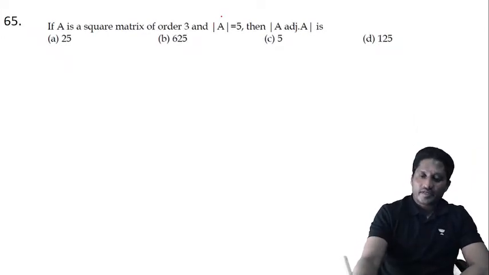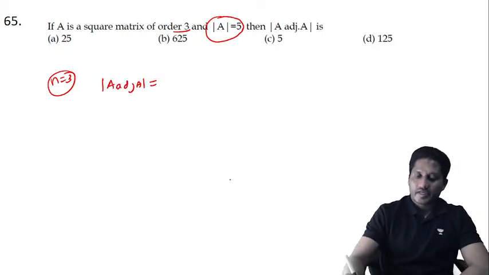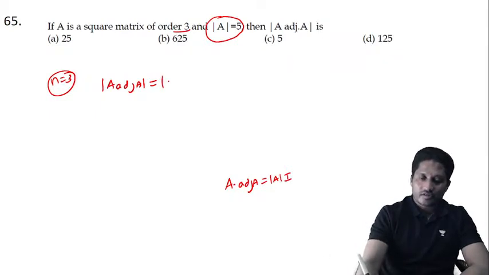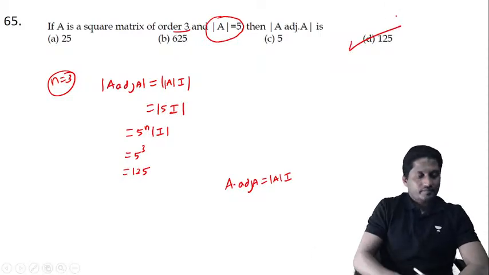The determinant of A is 5, right? And it's a square matrix of order 3, so n is equal to 3. Determinant of A into adjoint of A. We know that A into adjoint of A is equal to determinant A into I. Determinant A is 5, so 5 into I. You take 5 outside the determinant, it is 5 power n into determinant I. Determinant I is 1. n stands for the order of the matrix, so you get 5 cube. 5 cube is 125. That is the last option D. Yes, Varun, right?